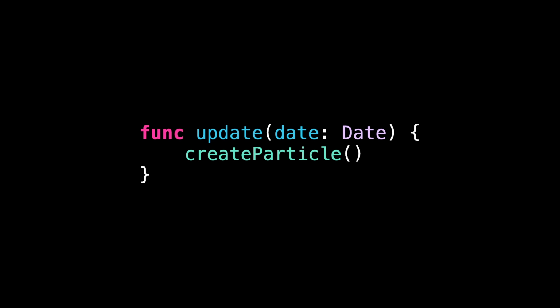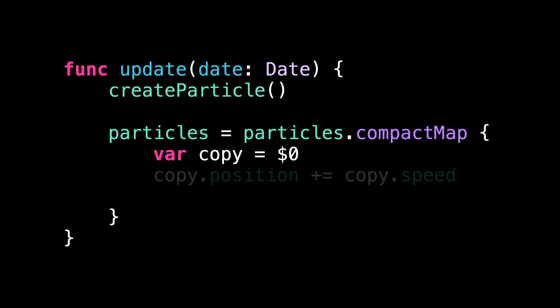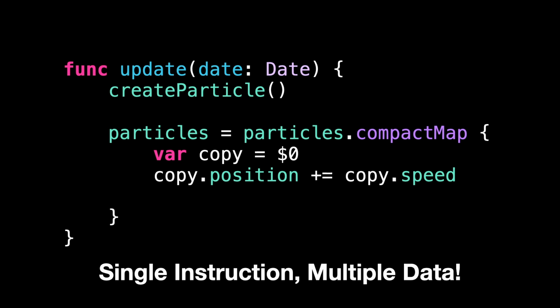Now for the important part, actually applying that movement. This is our current update method, and all it does is create new particles. We need to change it so that it moves all the existing particles too. So, we're going to call compactMap on all our particles. This allows us to take the current particles, transform them somehow, and return a new array of modified particles. First, we take a copy of the current particle. Then we modify its position based on its speed. This is an example of why SIMD is so important. It adds the x speed to the x position, and the y speed to the y position, all in one operation. Then we send back the modified particle. And that is moving done.